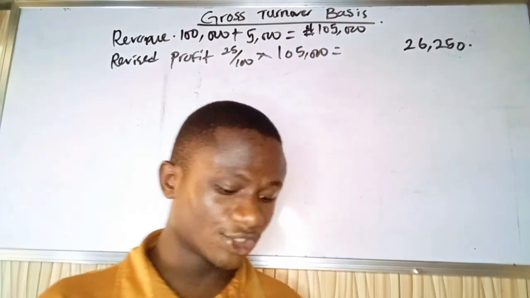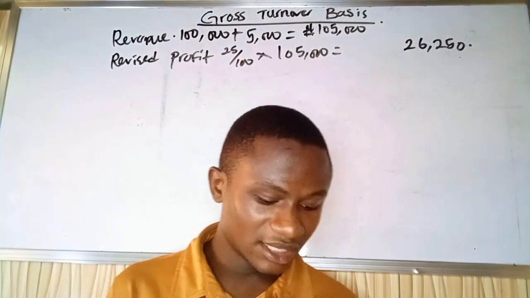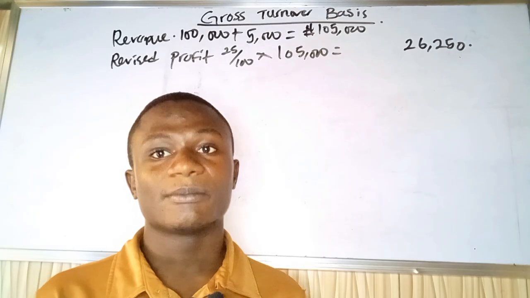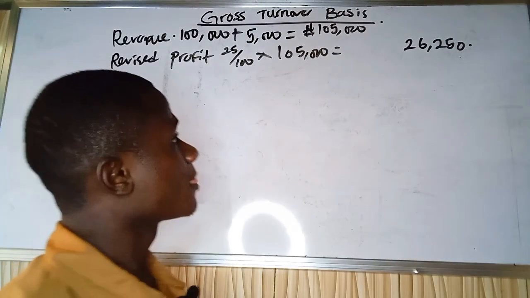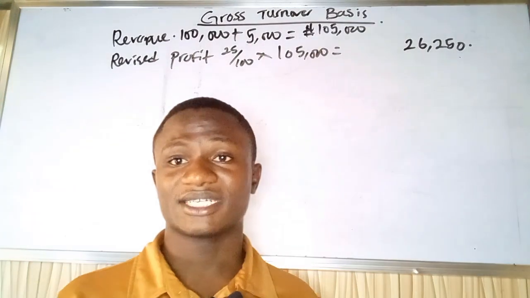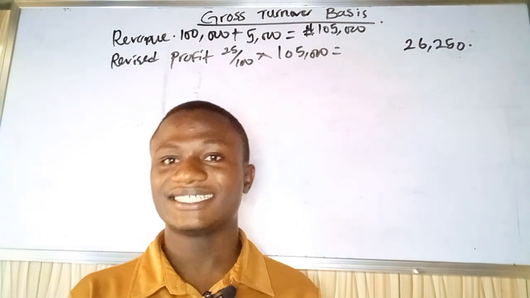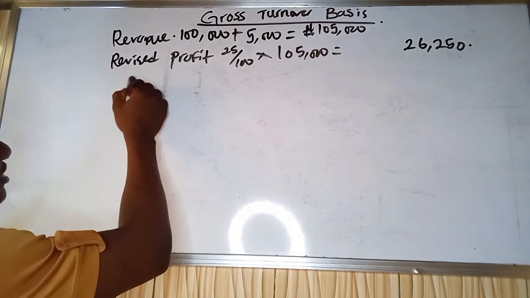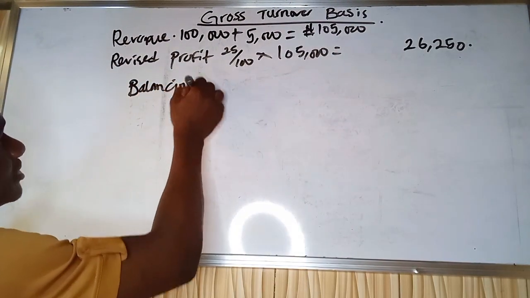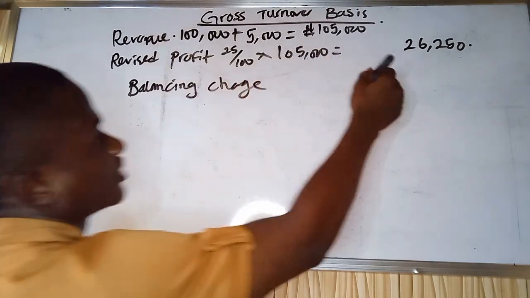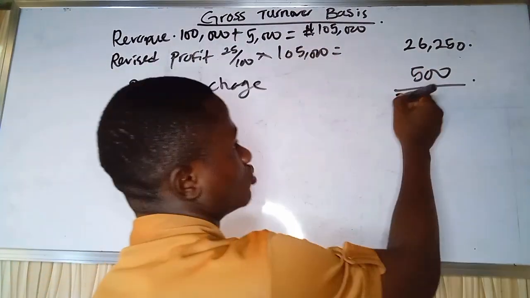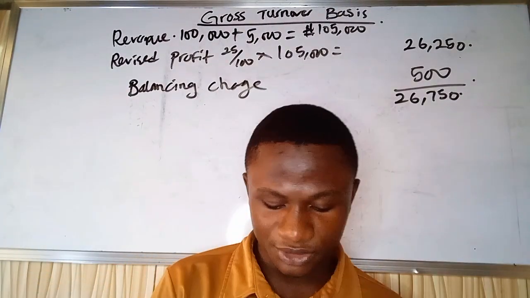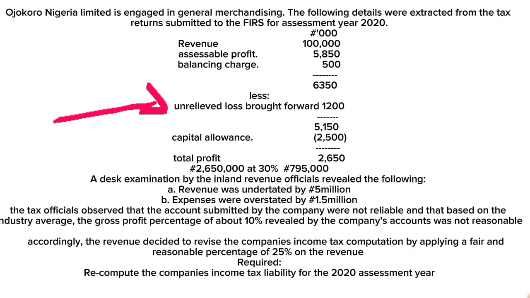Then let's continue. Let's go back to the question now. We're told that the company has a balancing charge of 500 naira. What do we do to balancing charge? I think I've explained that in my last class. That balancing charge will be added to the profits. I've explained that in one of my videos. So balancing charge of 500 naira gives 26,750.